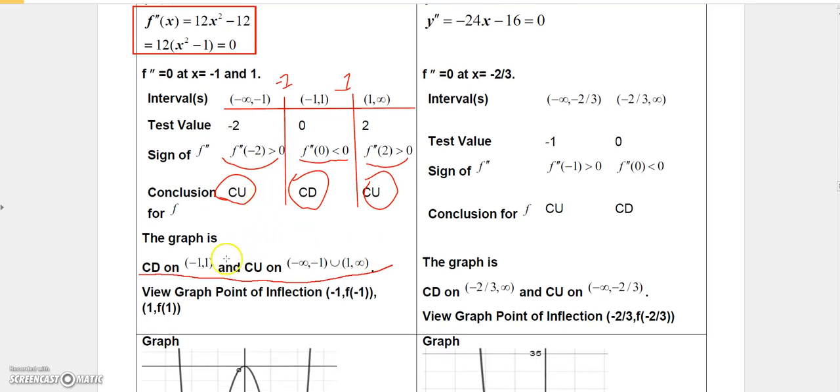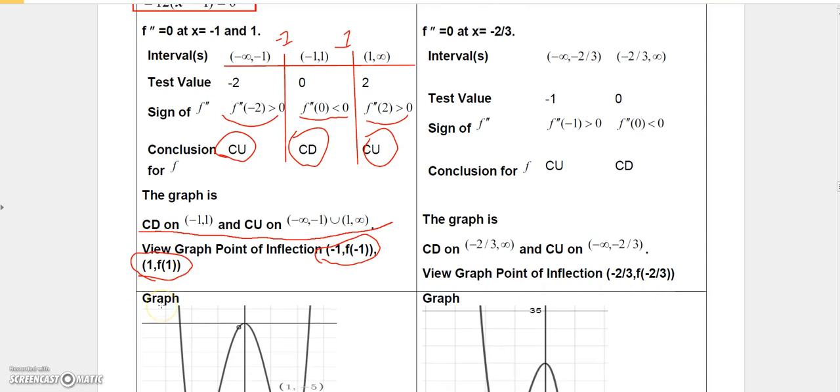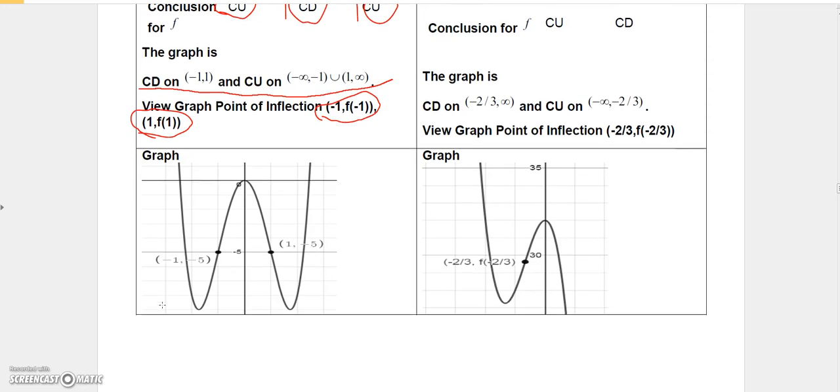Now, the points of inflection are the point negative 1 and f of negative 1, and the point 1 and f of 1. I didn't give the y value there, but it actually shows you on the graph here. If you look at the graph, you can see over here that it's concave upward, and then in here it's concave down, and then over here it goes back to concave upward. But you might not know exactly where the change occurs.